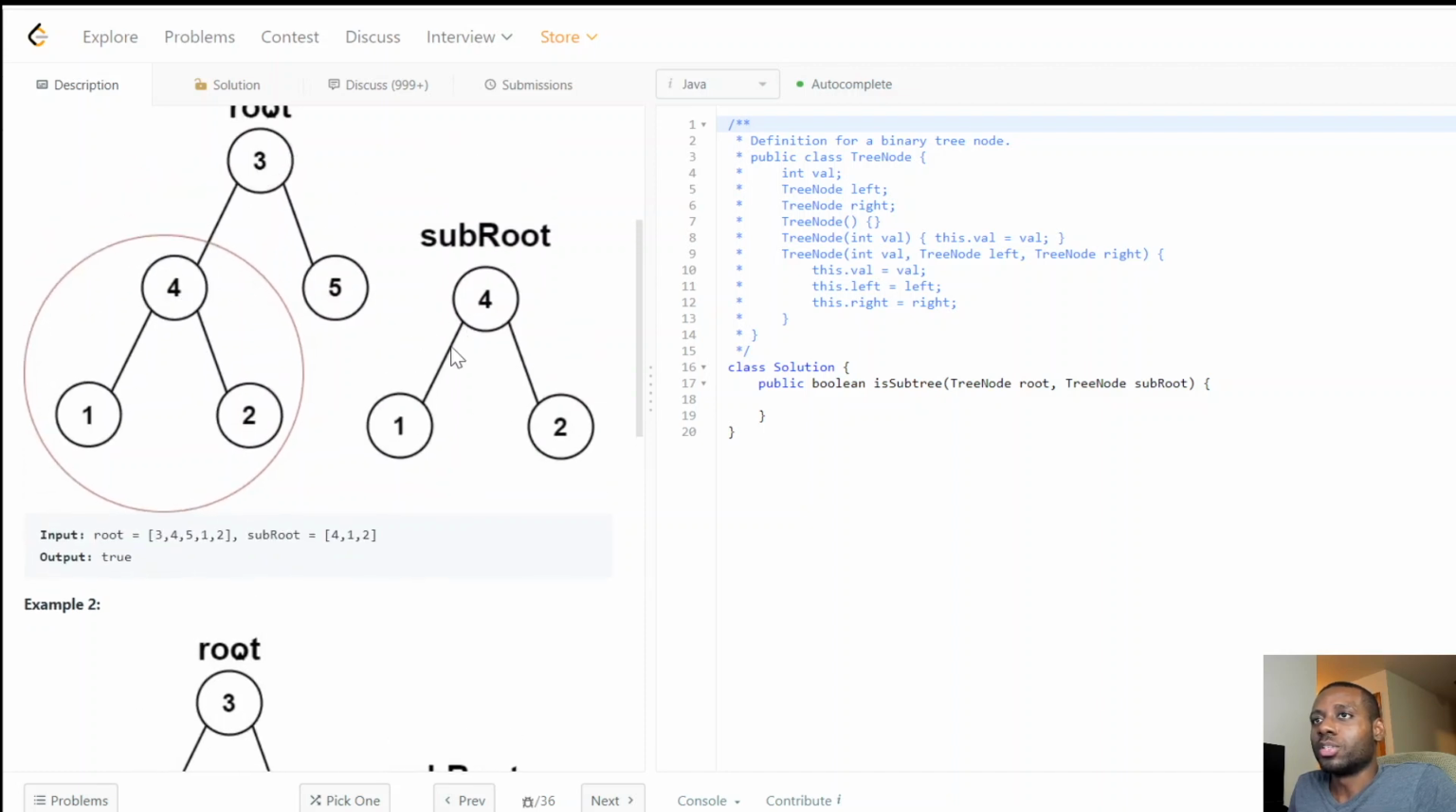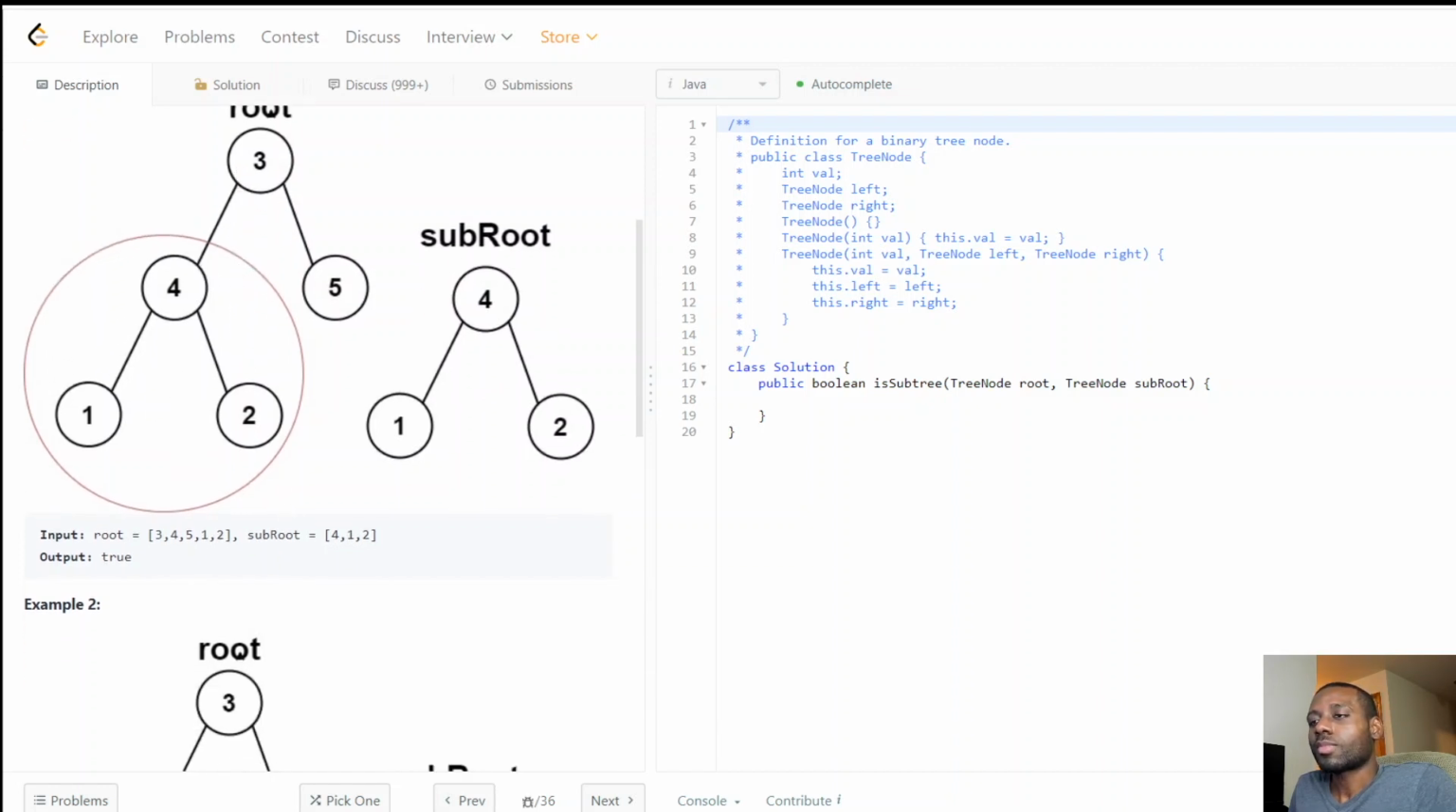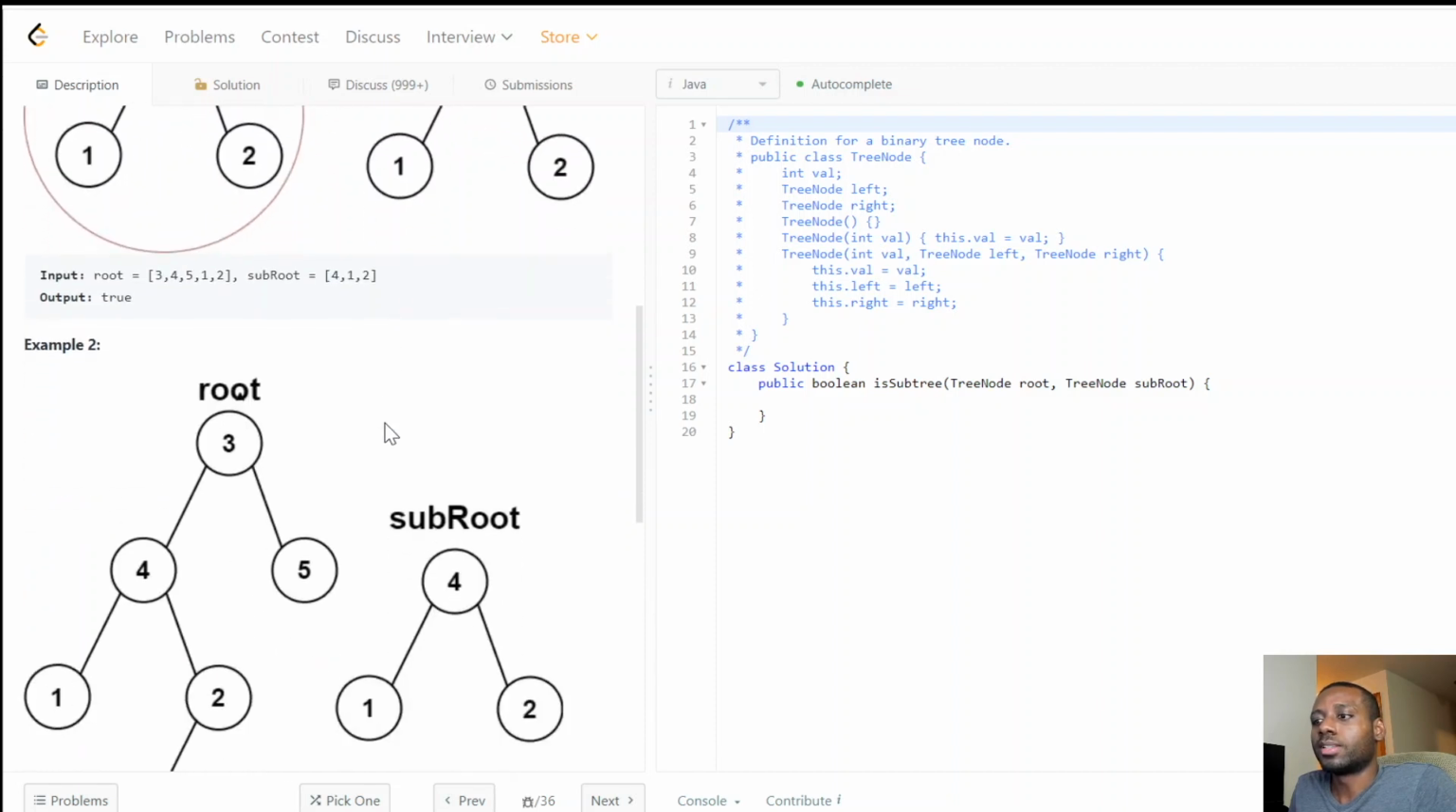That's the check. We need to make sure that there exists a subtree in the tree that's given to us, to see if we find a subtree that's equivalent to this one, the same tree as this one. Then we return true. If we don't end up finding that, we return false.